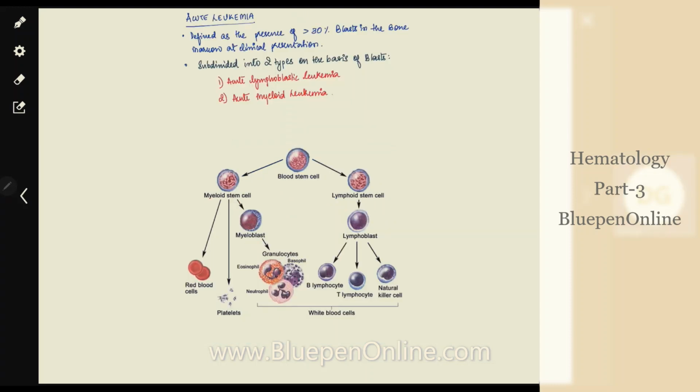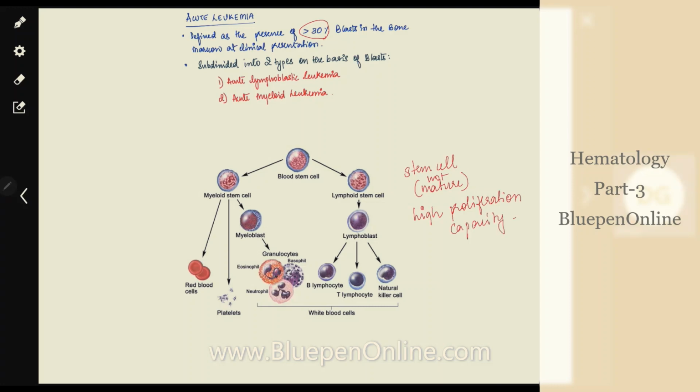So what is acute leukemia? Acute leukemia is the presence of more than 30% of the blasts in the bone marrow. So what is a blast? A blast is nothing but a stem cell which is not mature, but it has high proliferation capacity. It is not mature and has high proliferation capacity.